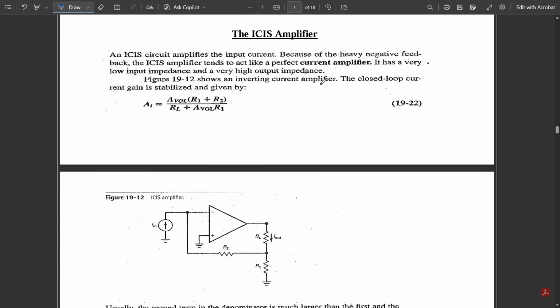Next we have one important amplifier which is left out, that is the ICIS amplifier. Okay, so that we'll discuss in the next video.